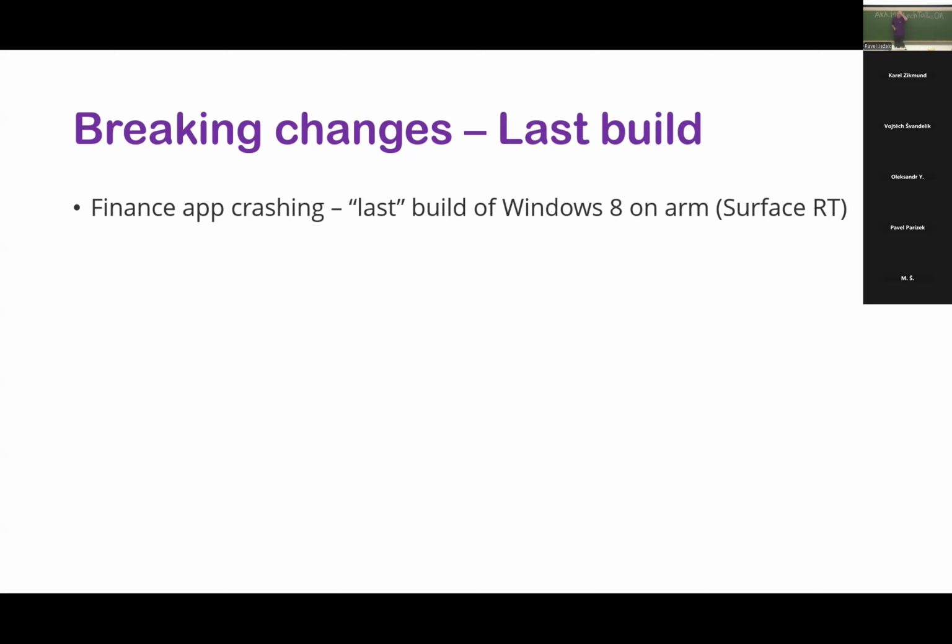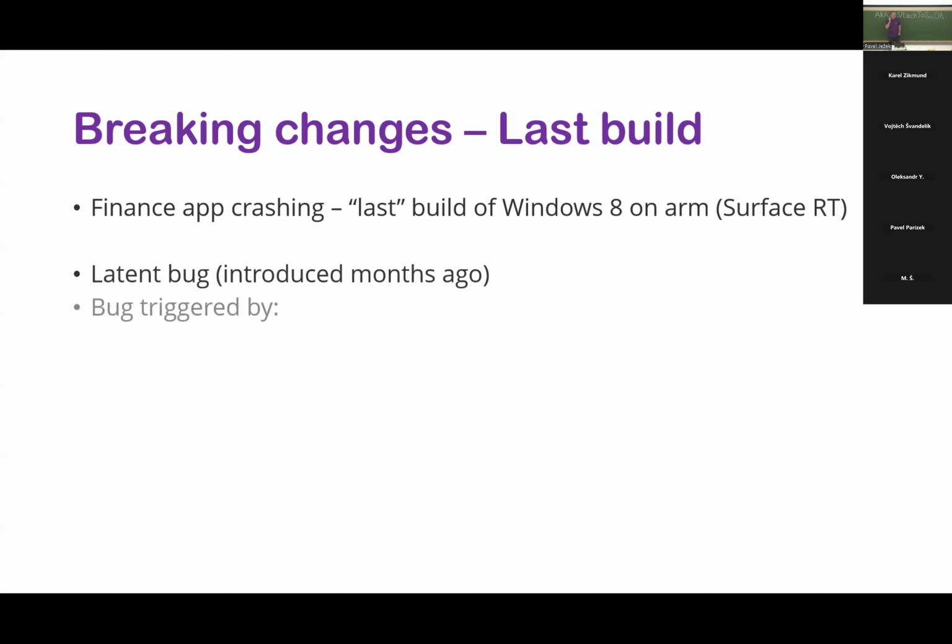Anyway, another great and almost extreme breaking change is the last build. So we had the last build of Windows 8 on ARM. There was Surface RT, the great devices that Microsoft pushed, and the Finance app, which was built as part of Windows, stopped crashing on the last build of Windows 8. Literally the last build that you give to OEMs like HP and Lenovo, they burn it into their devices and sell it to customers. So it's a big deal. It's not RTM, it's OEM RTM, but it's a big deal.